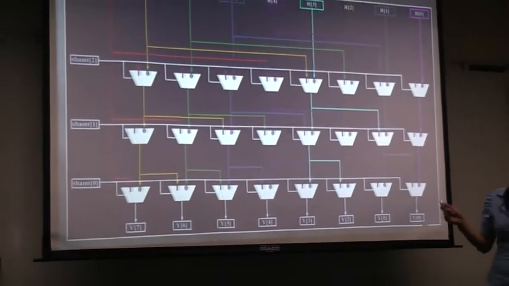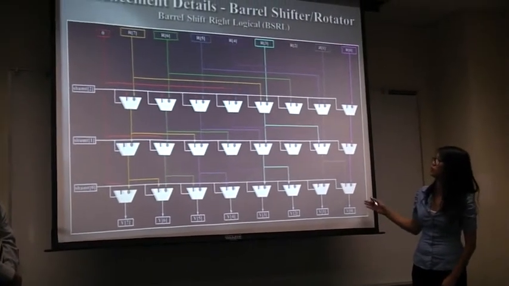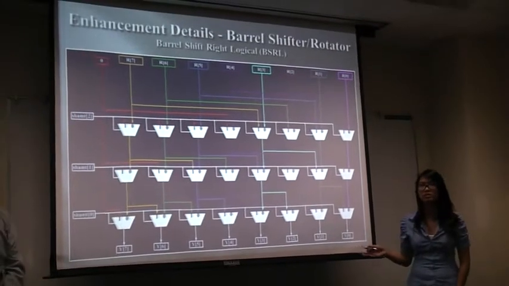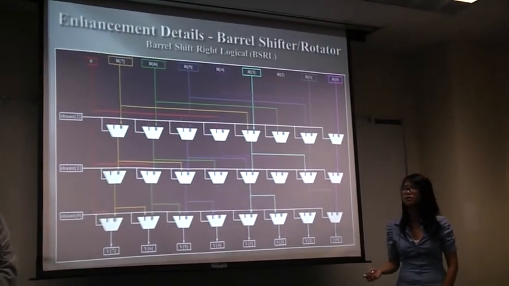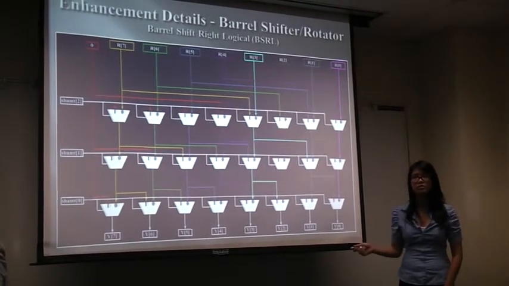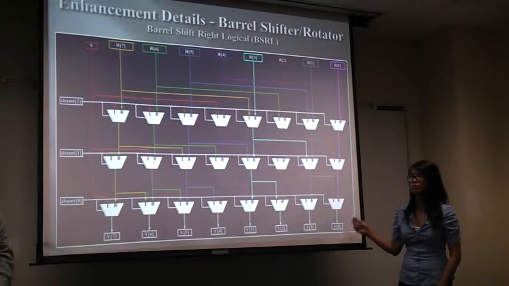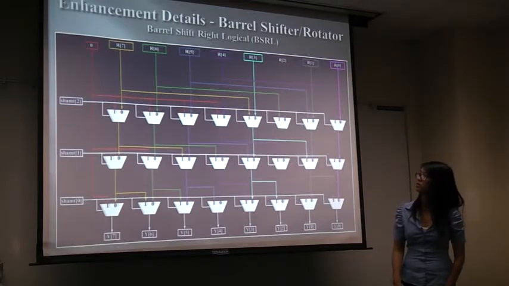As you can see, it's 3 rows of 8 muxes, and just for this presentation, we used an 8-bit shifter instead of 64-bit, just for an example. But the 64-bit would work the same way. Instead of having 3 rows of muxes, we would have 6 rows of muxes and 64 muxes across. So go ahead and click on an example.